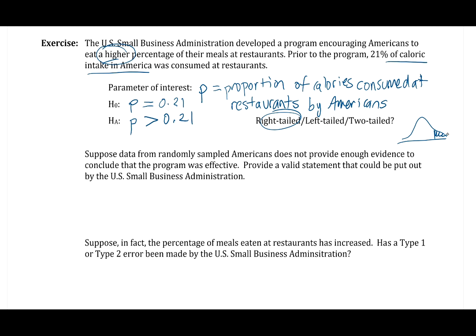Okay, so suppose data from randomly selected Americans does not provide enough evidence to conclude that the business program was effective. Stop right there. What does that mean? It means we didn't find evidence in support of the alternate hypothesis, so we would have concluded that there's no evidence against the null hypothesis here. It says provide a valid statement that could be put out by the U.S. Small Business Administration. So what would you claim? You could say a lot of different things here.